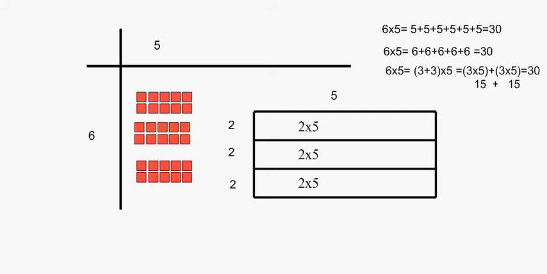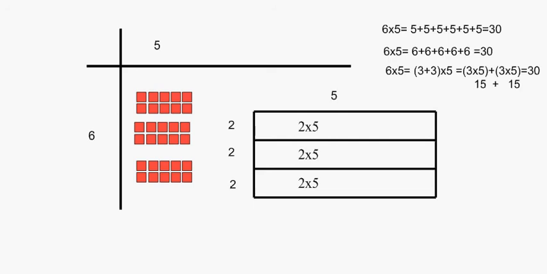We can use this partitioning model so we don't have to draw the little squares. We still have 6 down the side, 5 across the top. The area of this one is a 2 by 5. It's 2 high by 5 across, 2 high by 5 across, 2 high by 5 across, and we get our 10s.